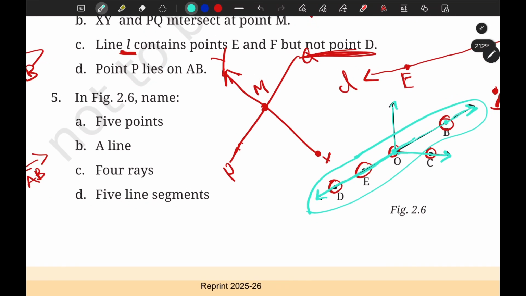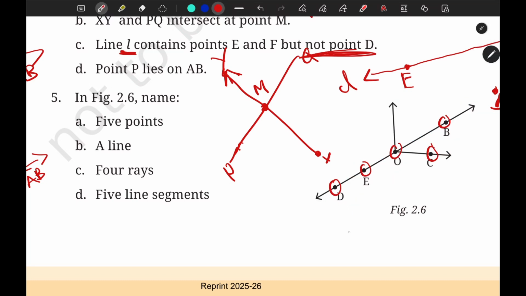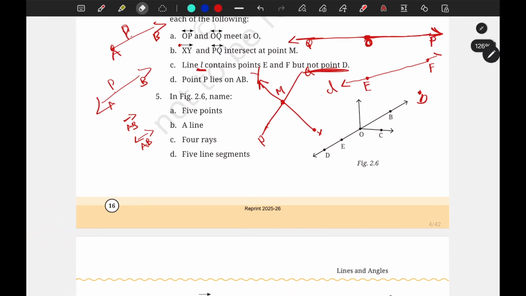5 line segments. DE is one line segment, and EO is one line segment, OB is one of the line segments, and OC is another line segment. So here 1, 2, 3, 4, and another one: DB is one of the line segments. So 5 line segments are completed. So this question is completed.